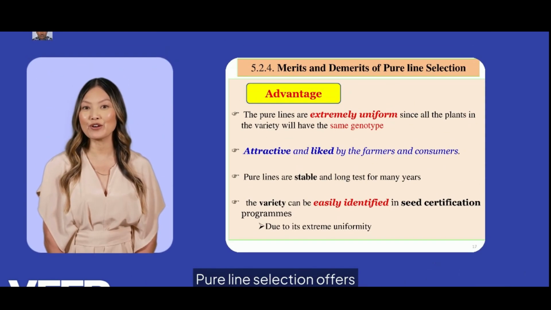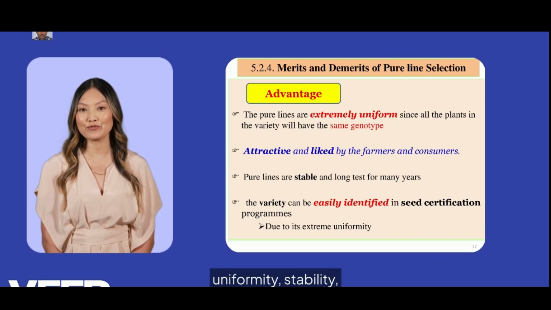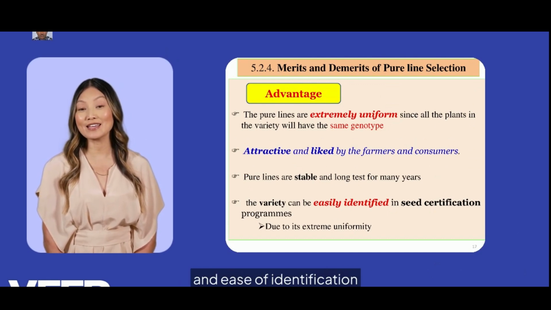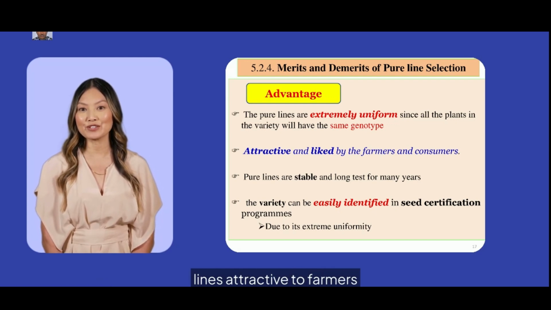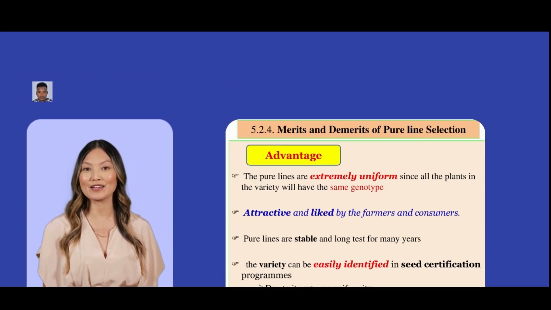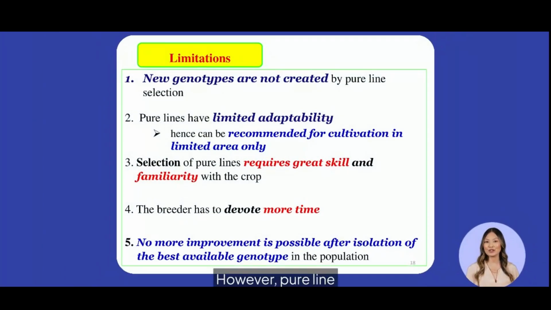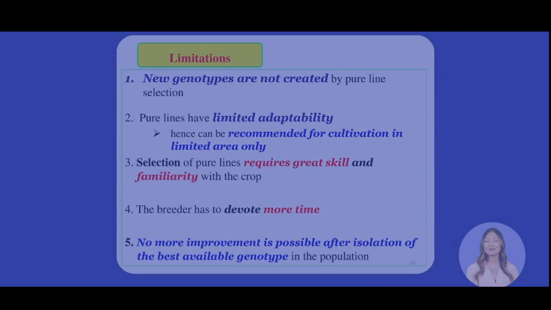Pure line selection offers advantages such as extreme uniformity, stability, and ease of identification in seed certification. These traits make pure lines attractive to farmers and consumers alike. However, pure line selection has limitations. It does not create new genotypes, has limited adaptability, and requires significant skill and time from breeders. Improvement is capped once the best genotype is isolated.